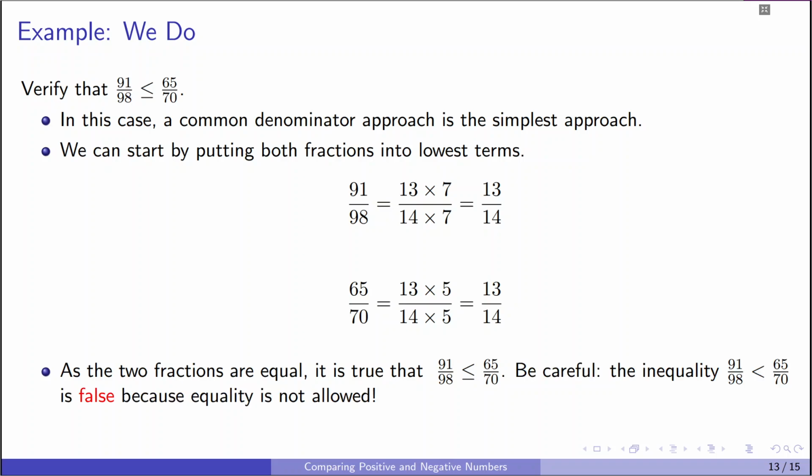Be careful. This works because it's less than or equal to. If we didn't have that or equal to option, this would be false because these are not allowed to be equal. If we don't have that horizontal line under the less than, being equal is not a solution. It does not satisfy that relation. So 91 over 98 less than 65 over 70, that's false. It's not the case.